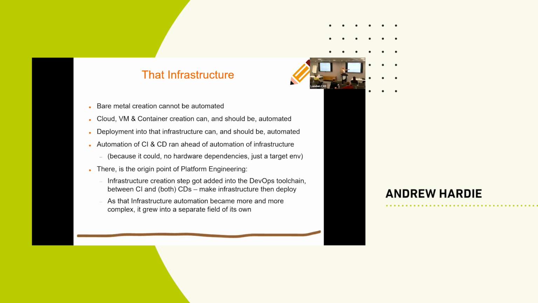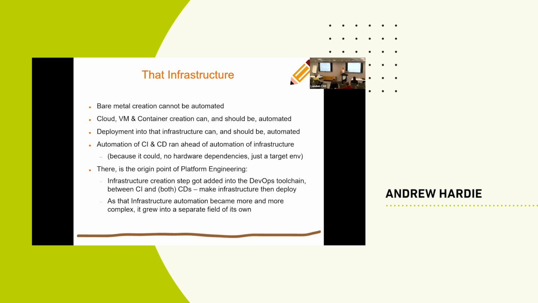The automation of CI/CD ran ahead of the automation of infrastructure because there were no hardware dependencies, just target machines. So that is the origin point of platform engineering. In the CI/CD pipeline from code commit to running instance, there came a bit where you had to create the stuff you were going to run it on, whether it was a VM, a container runtime, or Kubernetes, which is the glorified container runtime. You had to create it and then deploy into it.